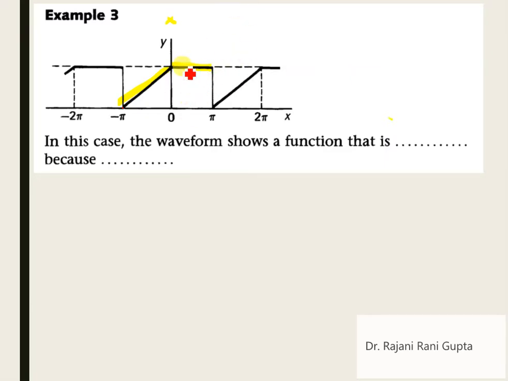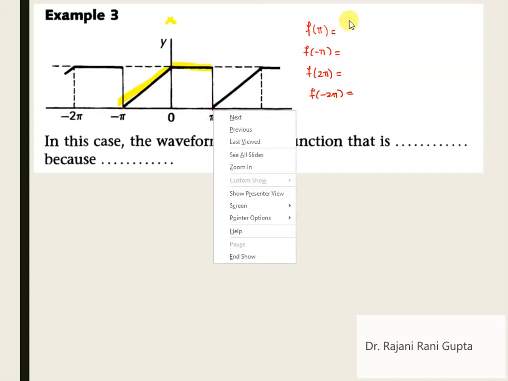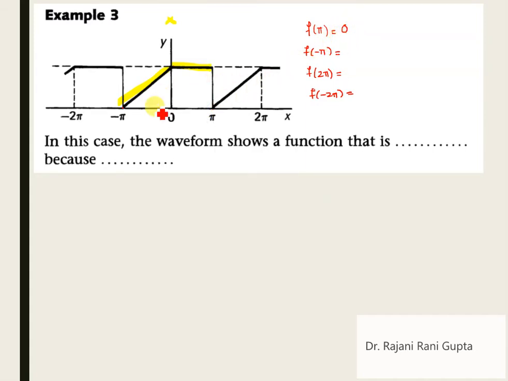Okay, so let's confirm these things by doing the calculation. Let's check the value of the function at pi, at minus pi, at 2 pi, and at minus 2 pi, because these are the points given to us. At pi, what is the value of the function? It is 0. At minus pi, again it's 0. At 2 pi, this is the value. Okay, this is not working. If we check just the values at the endpoints pi and 2 pi, this will not work.